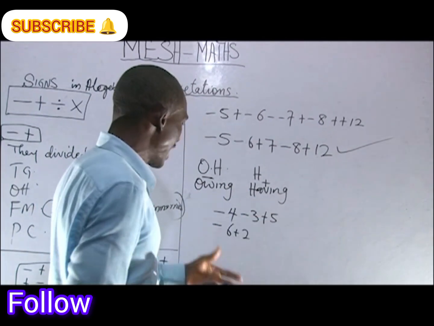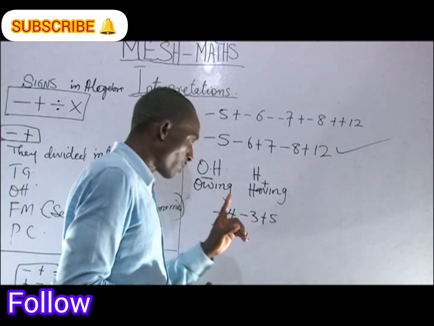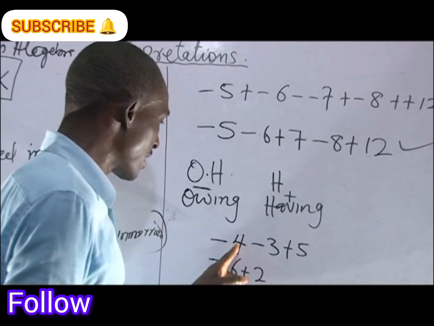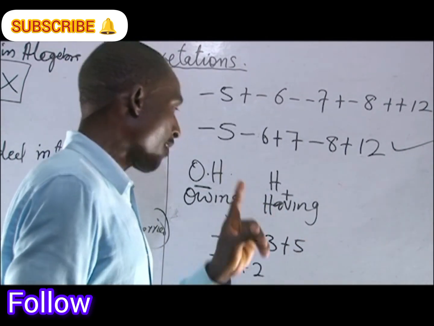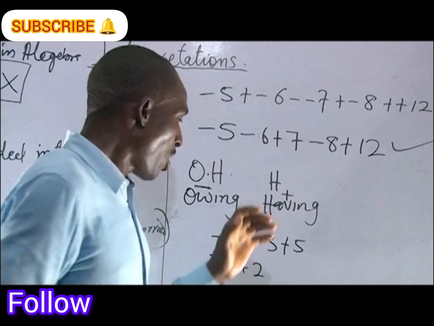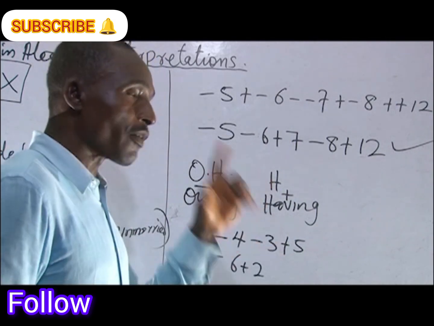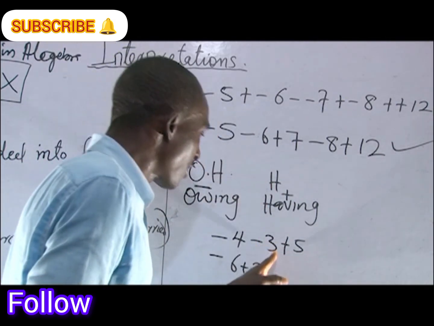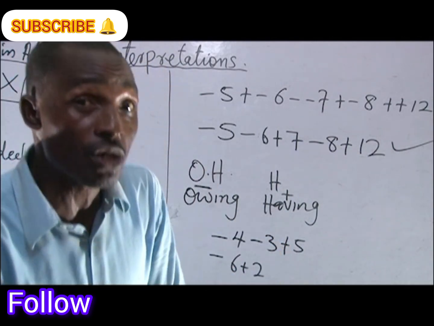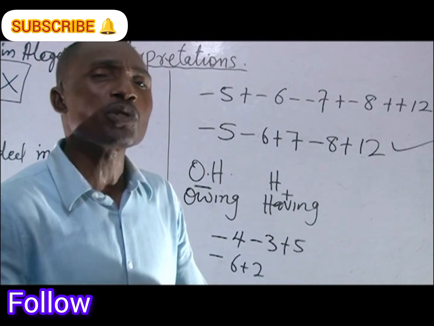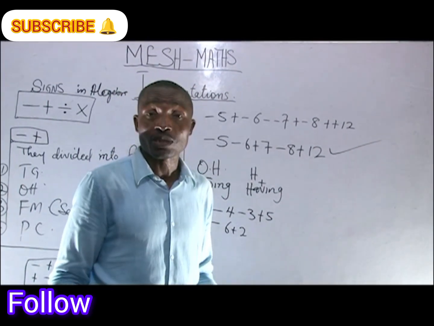So if we look at this, for instance, say owing 6, having 2. That's the interpretation. Look at this: owing 4, owing 3, having 5. Let me explain. What is he talking about? Owing 4. We are owing somebody 4 naira. Owing 3. You have another person again. You are owing 3 naira. Is it possible? Yes. It's possible you could owe 1, 2, 3, 4 or 5 people, depending on the circumstance.